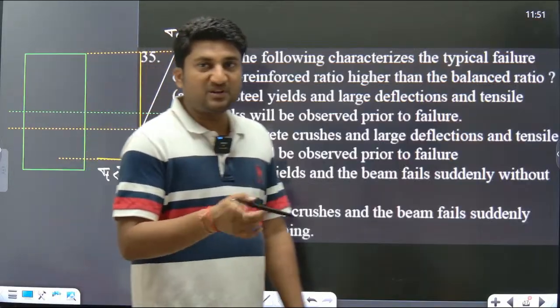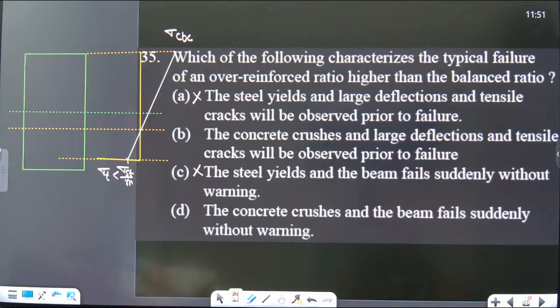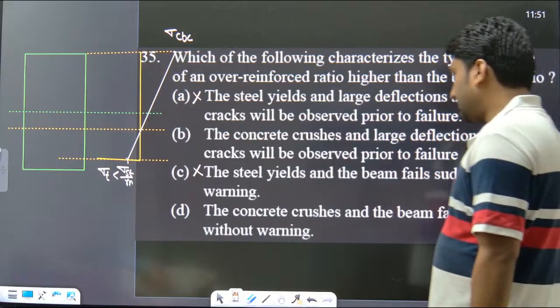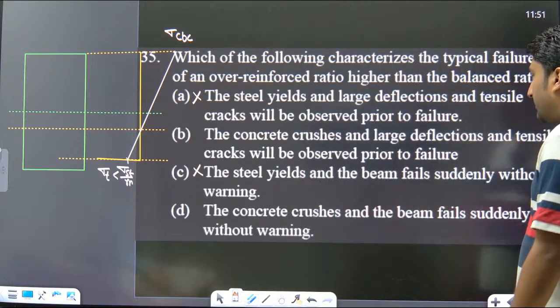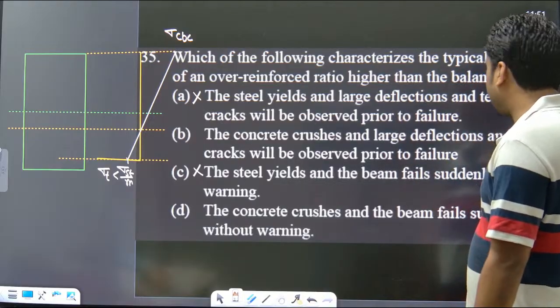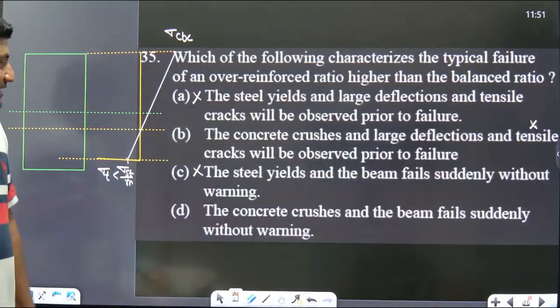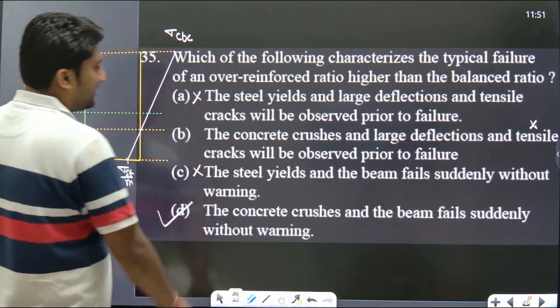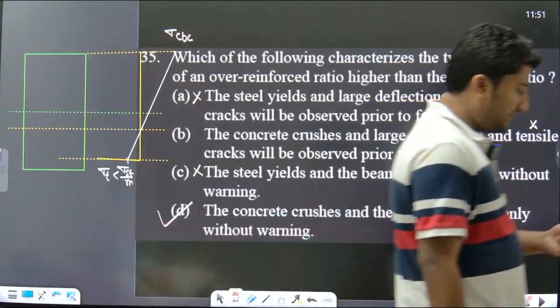Now, please look at options B and D very carefully. It is somewhat similar. Now, we'll analyze this. The concrete crushes, and large deflections and tension cracks will be observed prior to failure. There will not be any tension crack, understood? There will not be any tension crack because the stress in the steel is lesser than its permissible value. But yes, the concrete crushes. It is a brittle material. It fails suddenly. Understood, everyone?